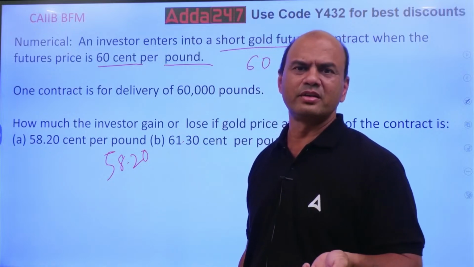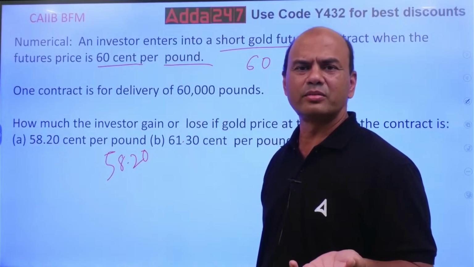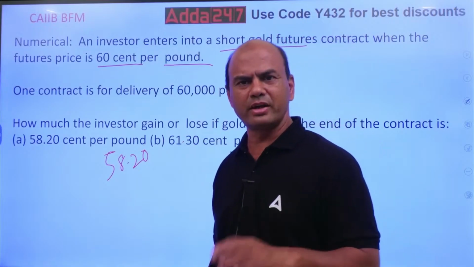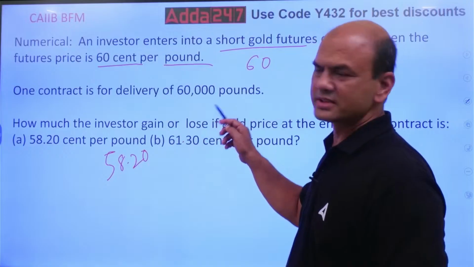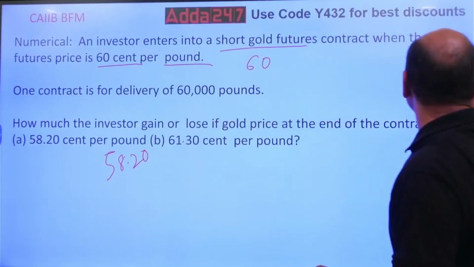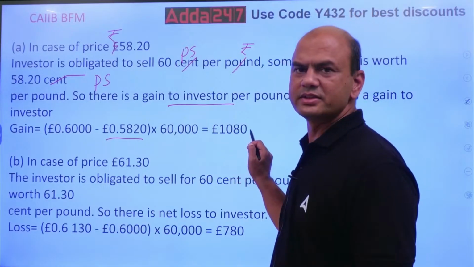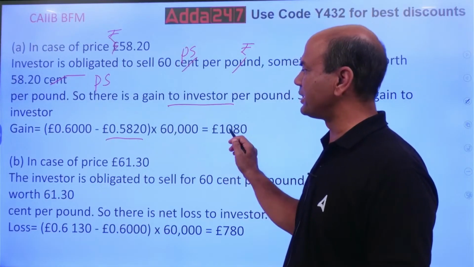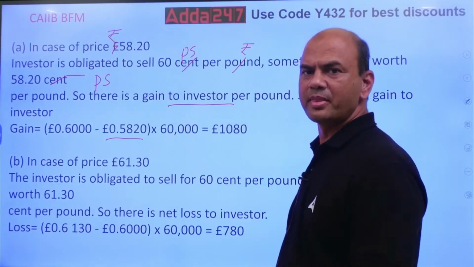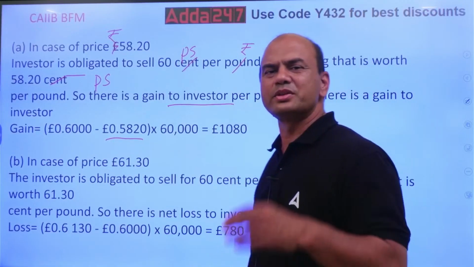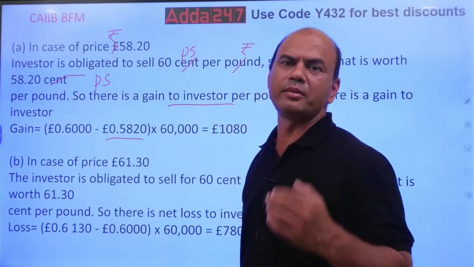So what will happen? I have sold at 60, buying at 58.2. The difference is 1.8, into this amount, 60,000. You just see this multiplication: 1080. 1.80, so you just multiply it and you'll get the same answer. So it's a simple calculation: what rate I have sold at, what rate I am purchasing at.